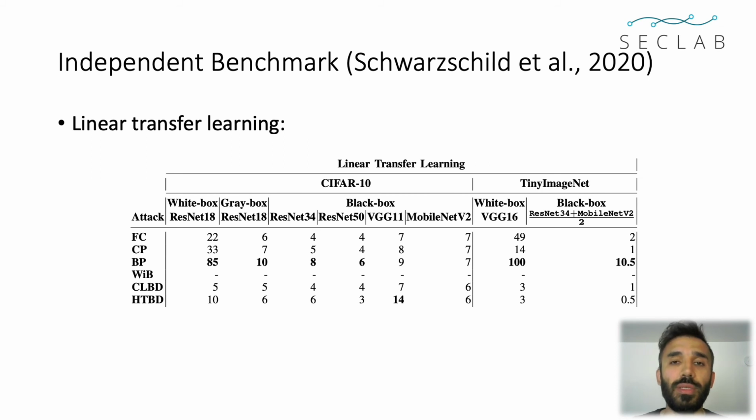After we submitted this work, we were notified of an independent benchmark. In this study, all poisoning attacks were benchmarked in a unified setting. In linear transfer learning, a setting that we have used also, the benchmark showed that our attack is better than others, sometimes with big margins.